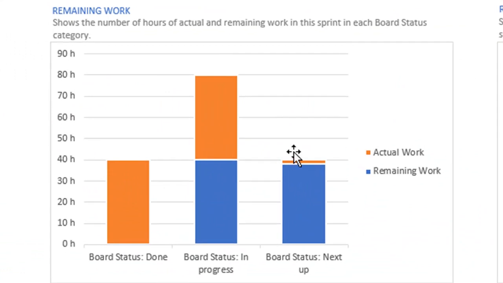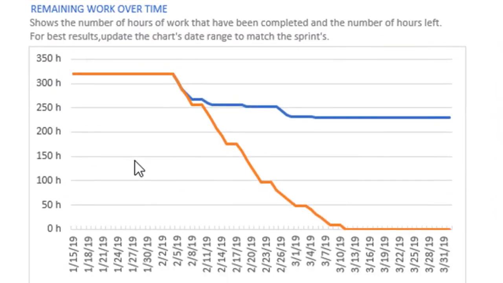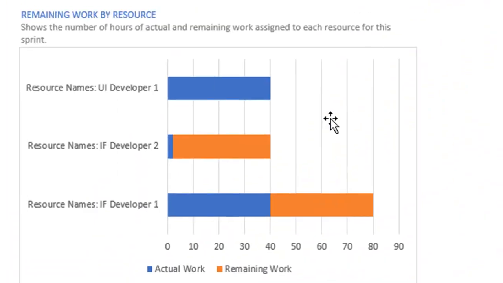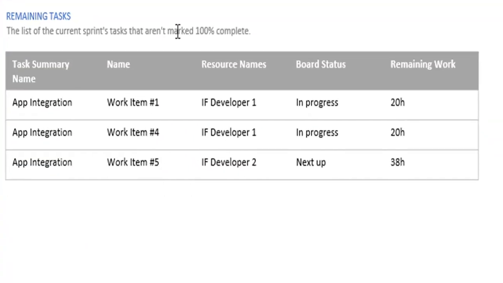First is a bar chart by the various progress areas of the actual work and remaining work. The next is a graph of our actual work and remaining work over time. The third is a graph of the remaining work by resource. And finally, we have a table of the remaining tasks in our current sprint.